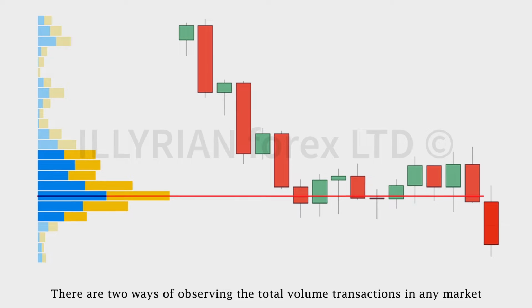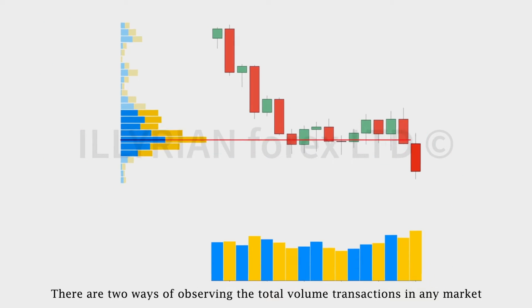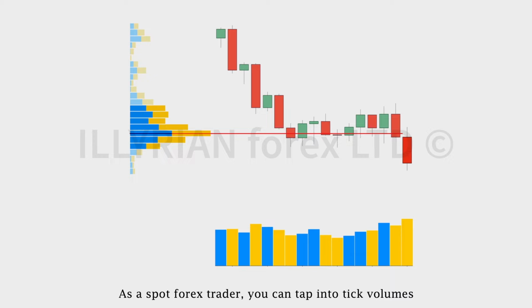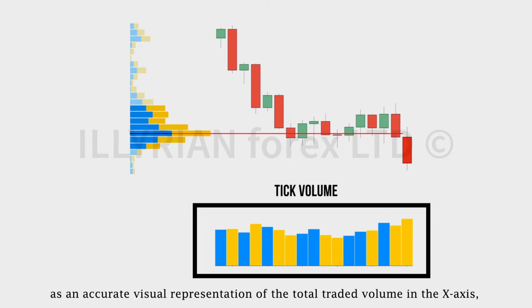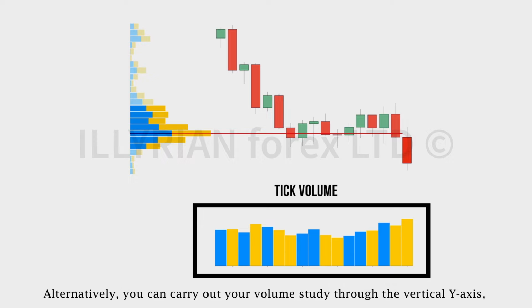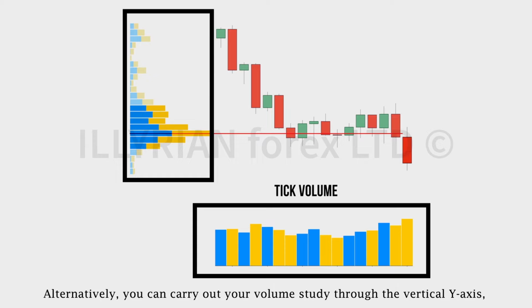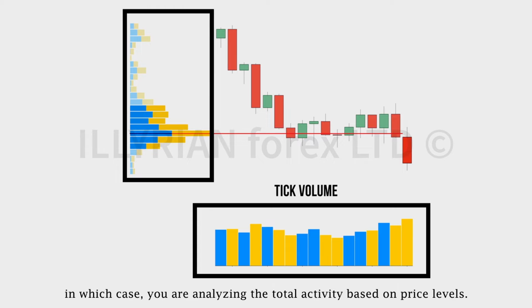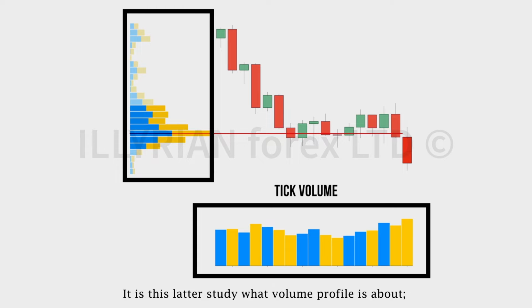There are two ways of observing the total volume transactions in any market. As a spot forex trader, you can tap into tick volumes as an accurate visual representation of the total traded volume in the x-axis, which would then make your analysis be based on time. Alternatively, you can carry out your volume study through the vertical y-axis, in which case you are analyzing the total activity based on price levels. It is this latter study that volume profile is about. It's a histogram of the amounts bought and sold at specific price levels as opposed to specific times.